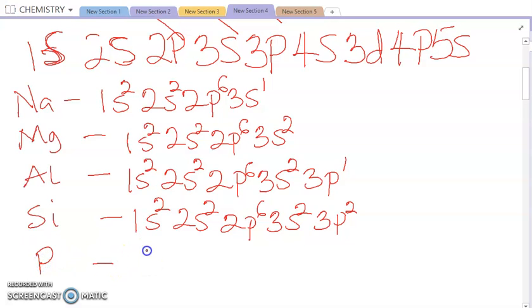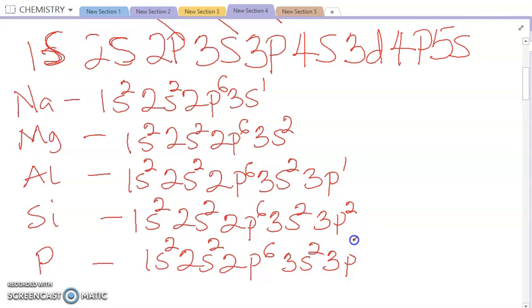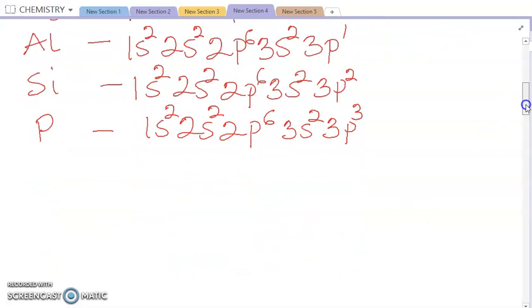That would be 1s2, 2s2, 2p6, 3s2, 3p3. So you are still filling electrons into the p orbital. So after that, what do we have?